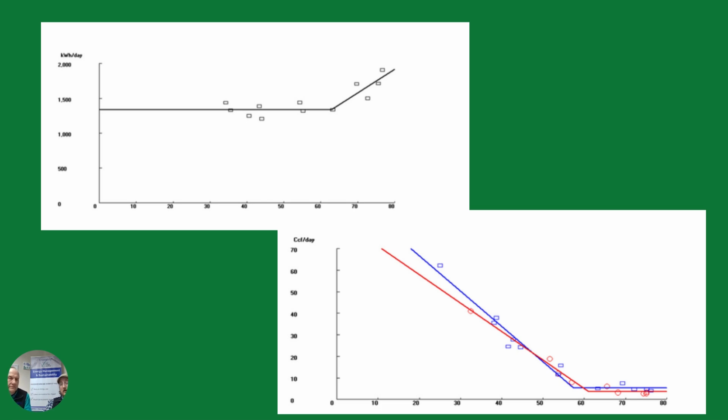And in this case, it looks like there's an obvious inflection point here in the 60 to 65-degree range, and there's more energy being used here as it gets colder. This happens to be electric kilowatt hours per day.